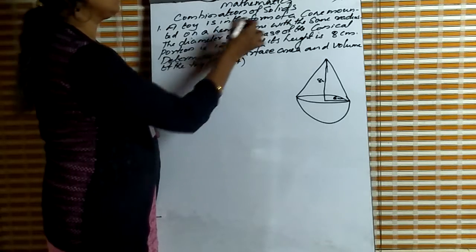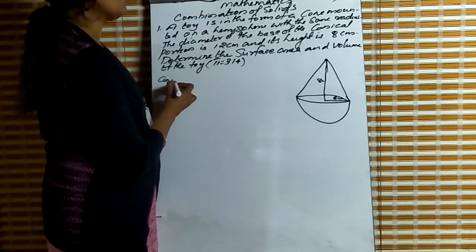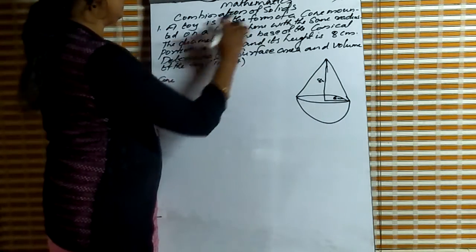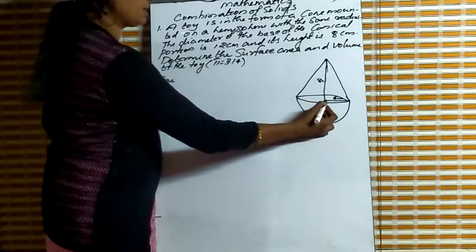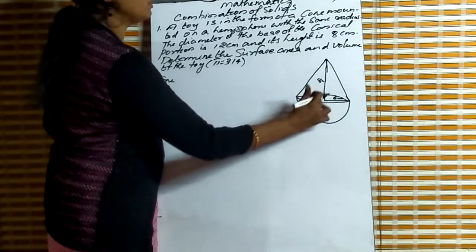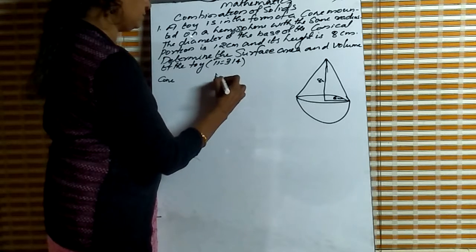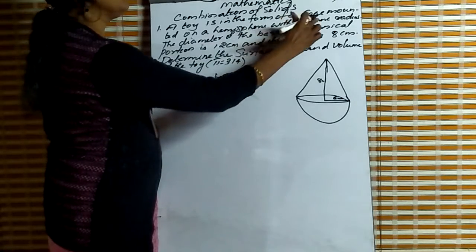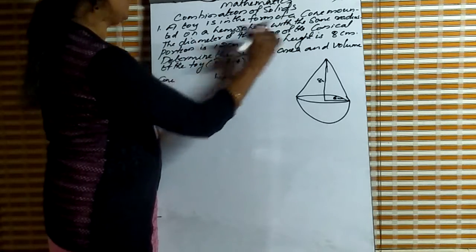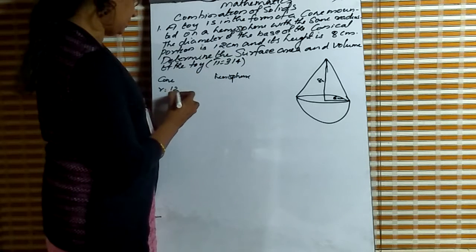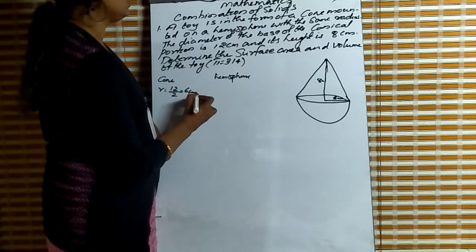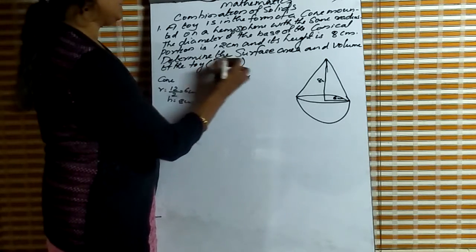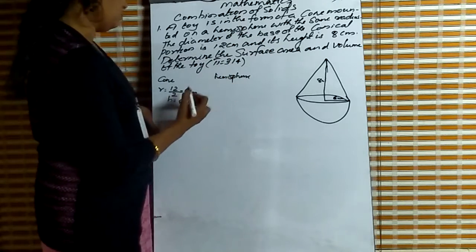A toy is in the form of a cone mounted on a hemisphere with the same radius. Here the cone and hemisphere have the same radius. And what is the radius? The diameter of the base of the conical portion is 12 cm. Radius is equal to 12 by 2, 6 cm. And its height is 8 cm. Determine the surface area and volume of the toy.